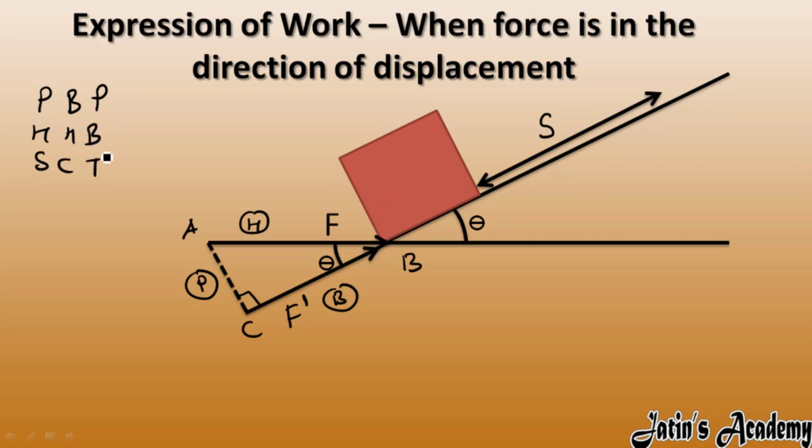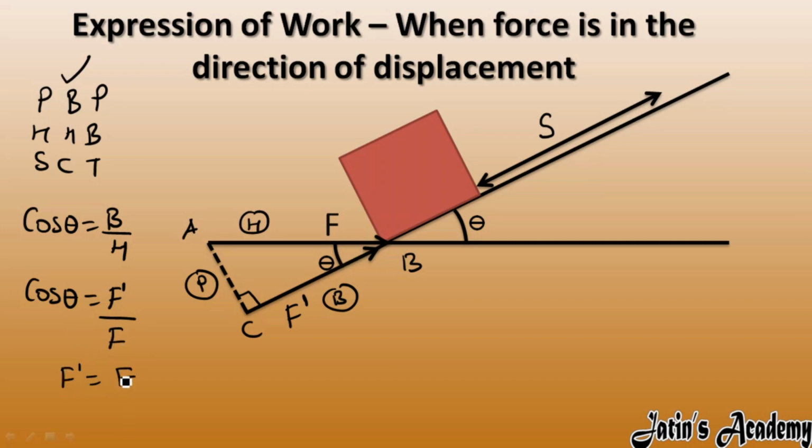Now carefully see, base we required, hypotenuse we have. Again we will choose which formula? Cos theta. Cos theta is base upon hypotenuse. Base acts as F dash in this triangle, which is the component of force in the direction of displacement, and hypotenuse acts as the force. So F dash we got as F cos theta.